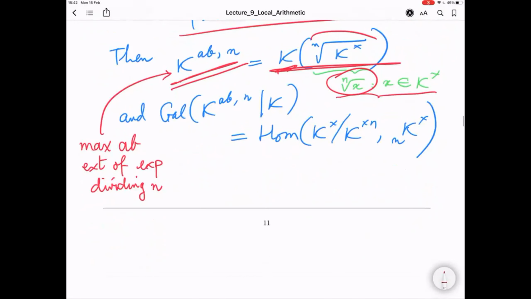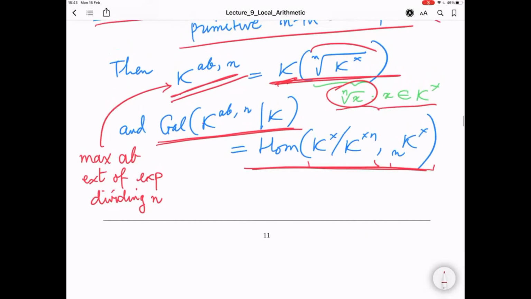And the second assertion computes the Galois group. What is the Galois group of the maximal abelian extension of exponent n? It says that this can be identified with the group of all homomorphisms from K^* modulo nth powers to this group of nth roots of unity in K. Okay, so this is a purely algebraic theorem.